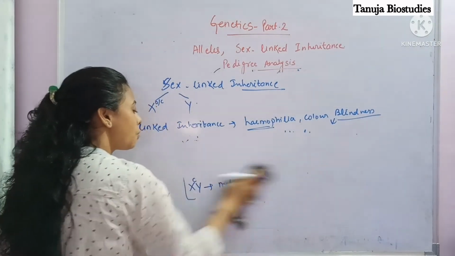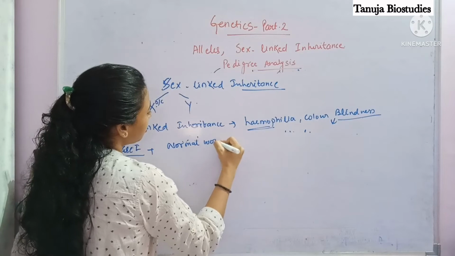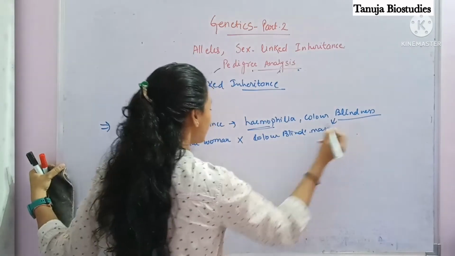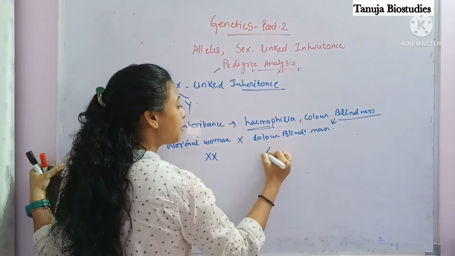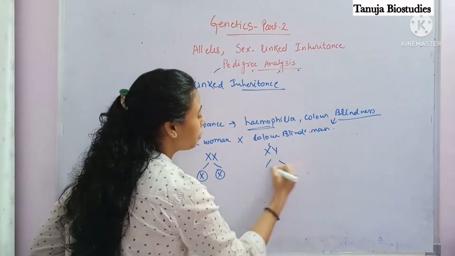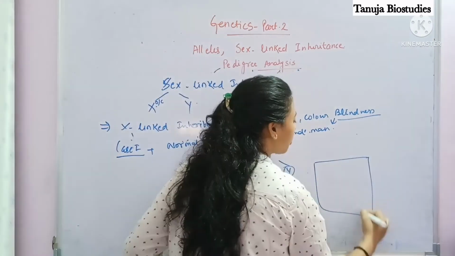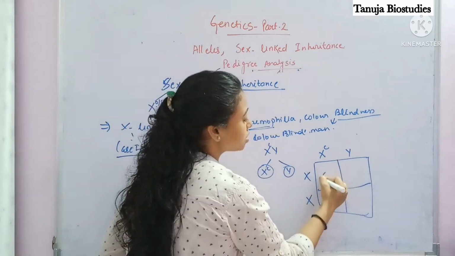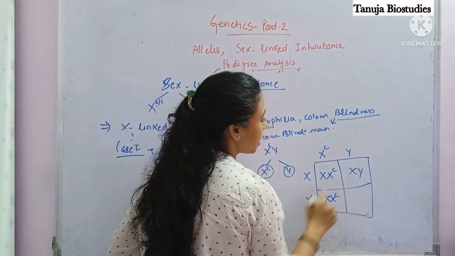Now let's see, there's one case. What happens if a normal woman gets married to a color blind man? We'll see how these are inherited and transferred to the next generation. The normal woman will be XX, and the color blind man will be XcY. Now they produce two types of gametes each. If we make a Punnett square and put all these gametes, let's put the male ones here and the female ones here. Let's cross this: XcX, XY, XcX, and XY.